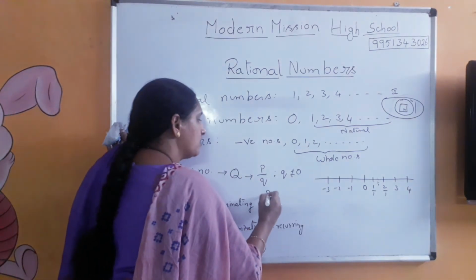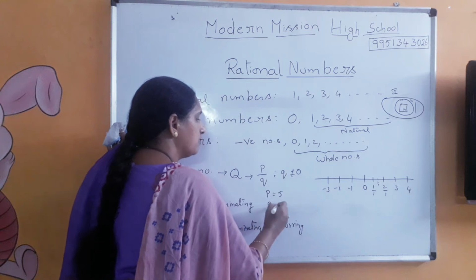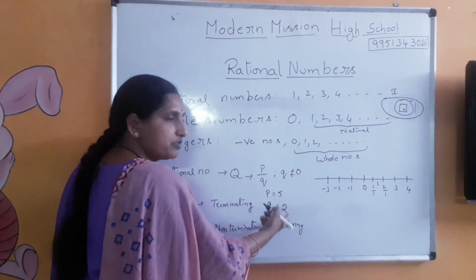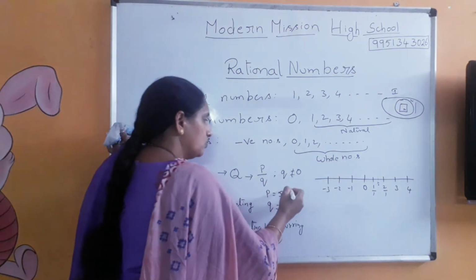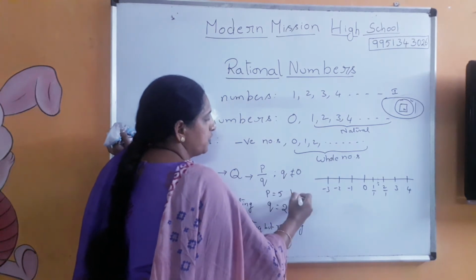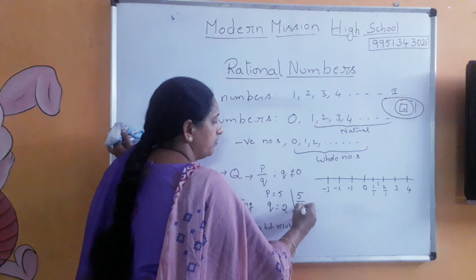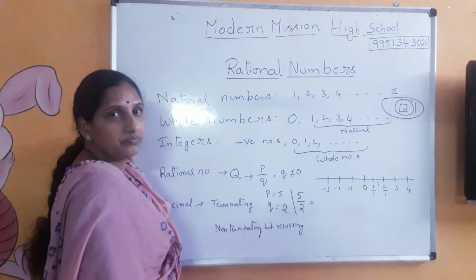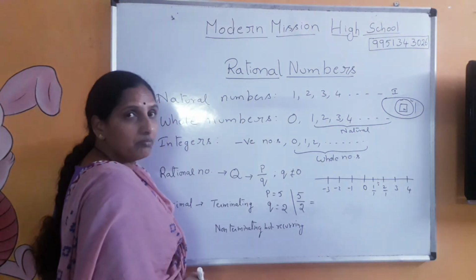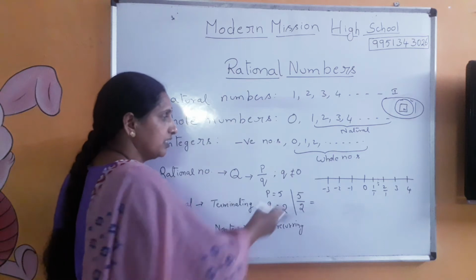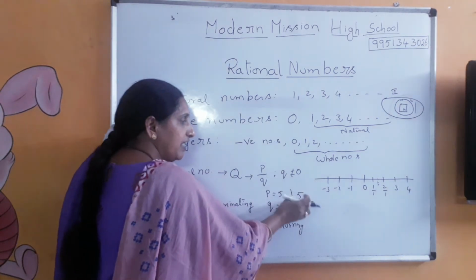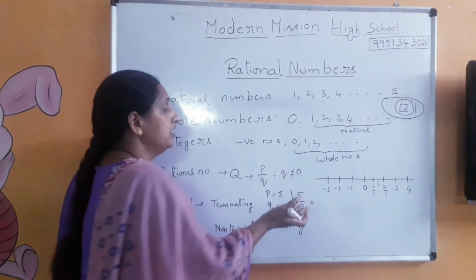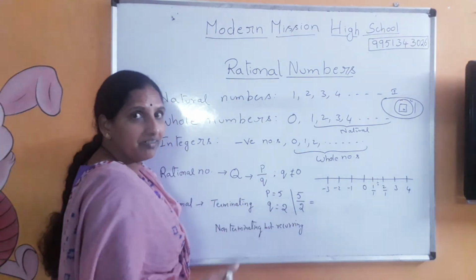So let me take P is equal to 5, Q is equal to 2. Then what is the P by Q value? 5 divided by 2. This is a rational number. Where will it lie on the number line? 5 divided into 2 equal halves is the meaning of it, the sense of it. 5 by 2.